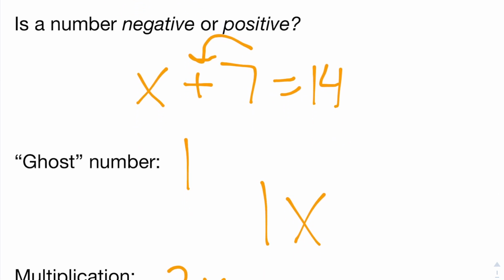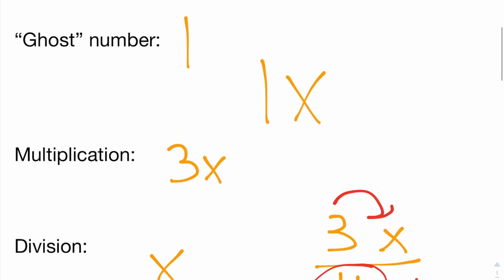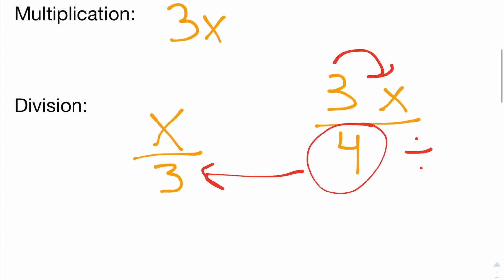And just a reminder of how to look for a positive versus a negative number. I always want to look in front of that number and see what sign is there. So in this case, it is a positive 7. I have my ghost number, which is always found in front of a letter. And if I just have a letter, I'm just going to go ahead and write a 1 in there to make that ghost appear.